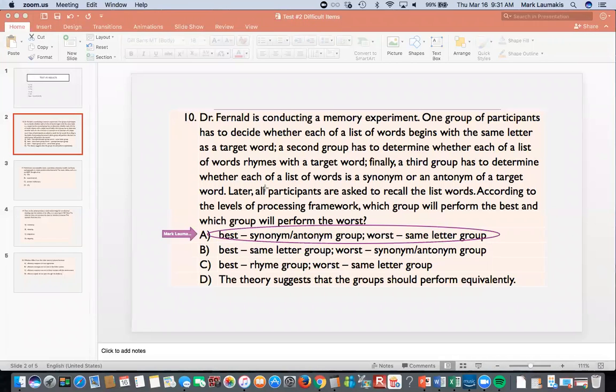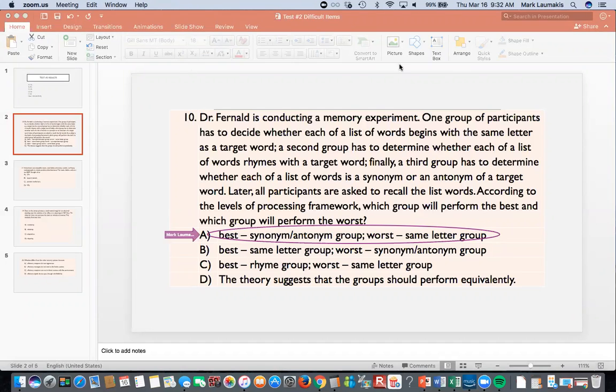is a synonym or an antonym of another word. So you're thinking about the meaning, whereas the worst recall is probably going to be for folks who were tasked with saying whether the word begins with the same letter as some other word. Okay, so deeper processing, synonyms and antonyms, more shallow processing for same letter. So the correct answer choice there was A. About 2/3 of you guys got this one right. Okay, about 60% or so.